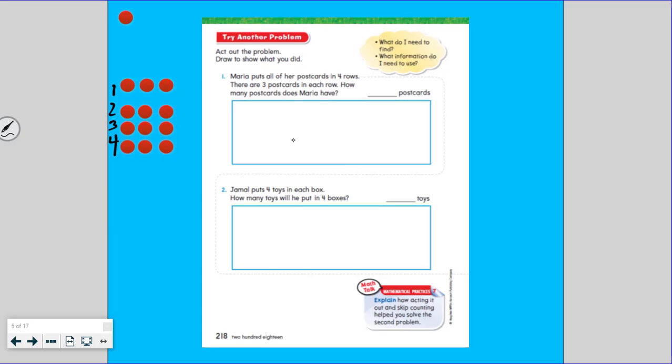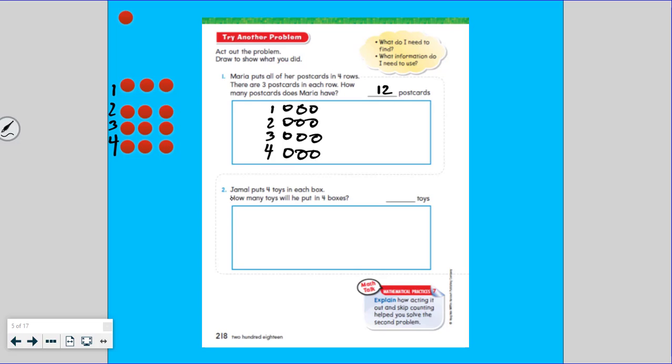And so now I'm going to do the same thing over here because I have to show my work. I've got to draw a picture. So I'm going to go ahead and stop my video for a sec, and you can do the same. And I'm going to show my work. Okay, so there we go. I showed my work. I have the same thing that's here over here. And so now I just have to count. So 3, 6, 9, 12. So she has 12 postcards.